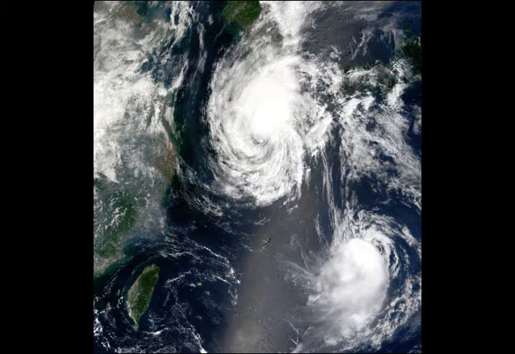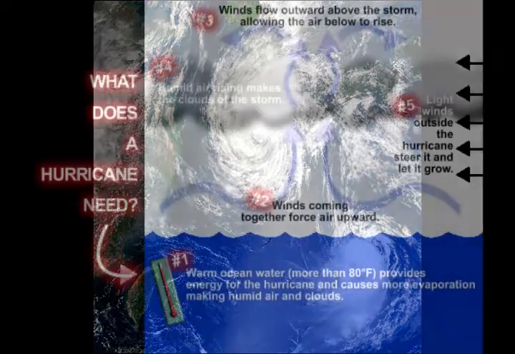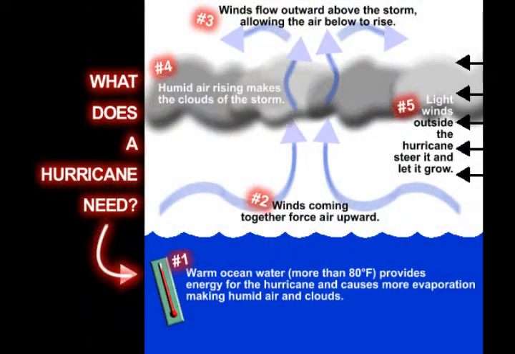And I know Brooke had a question about that. Brooke asked, what's the difference between hurricanes and typhoons? And so that's really the big difference between hurricanes, typhoons, and cyclones. It's really the location, or where you are in the world. And that means whether you'll get a hurricane or a typhoon or a cyclone.